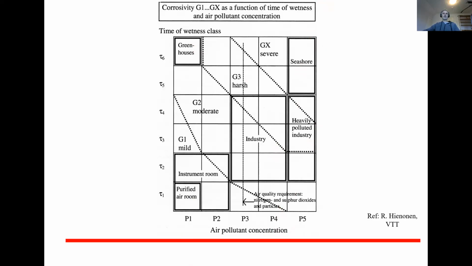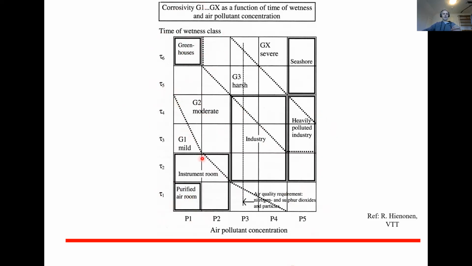So for example, the seashore is clearly GX, an extremely severe condition where you have both high humidity as well as a high amount of impurities. And for example, in greenhouses, the humidity effects are high, but typically there is quite a low amount of impurities. Therefore, the greenhouses belong to this moderate corrosivity category. So these dashed lines here separate the different corrosion categories.